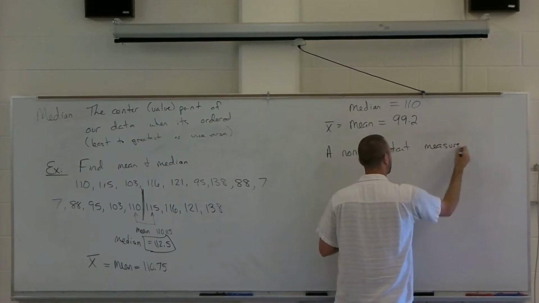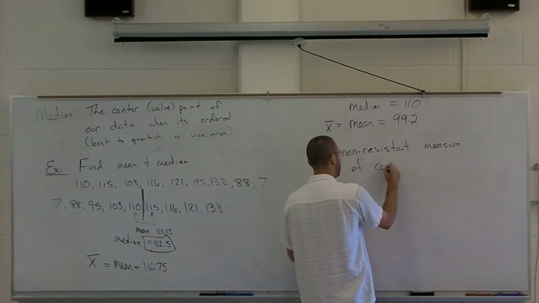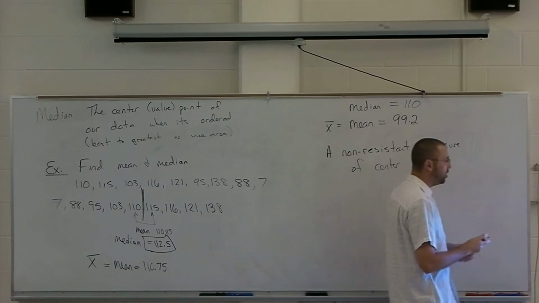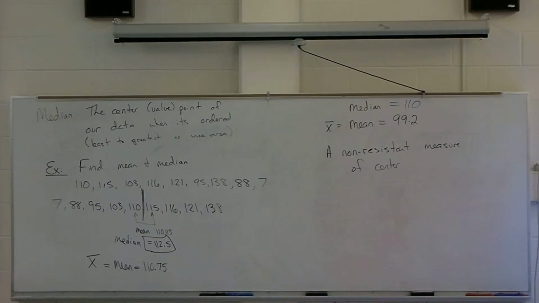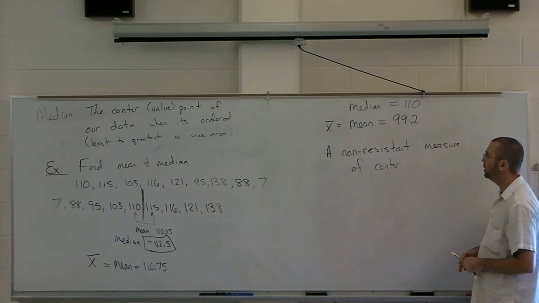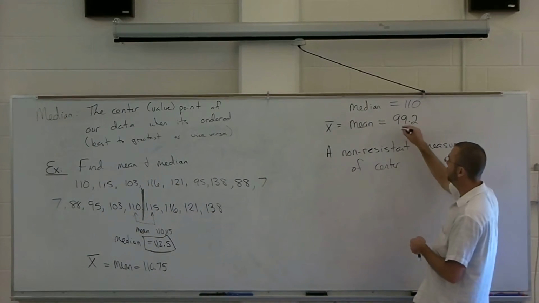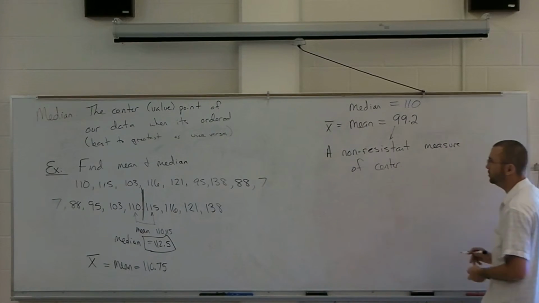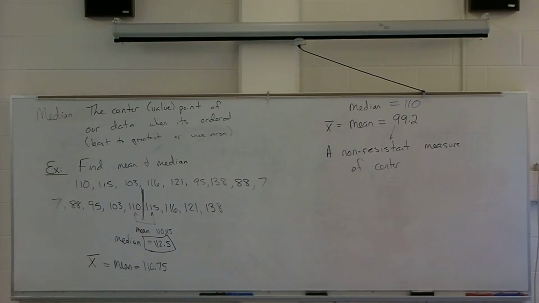The term non-resistant means that when I make a change to my data, by adding or removing a data value, the mean is going to usually move a lot. So the mean is a non-resistant measure of center.